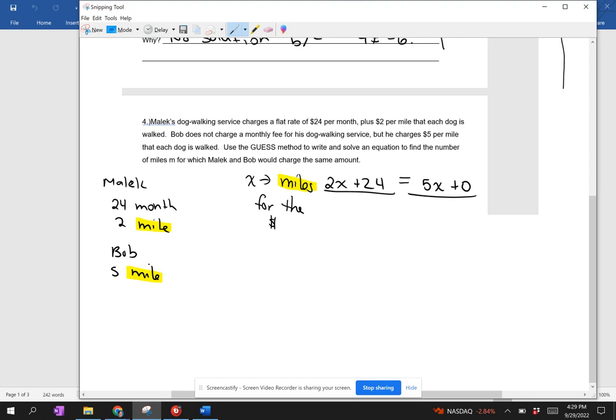That's fine. And then from there, we have variables on both sides. Minus 5x minus 5x. So then we have negative 3x plus 24 equals 0. And now this is just a 2-step equation.